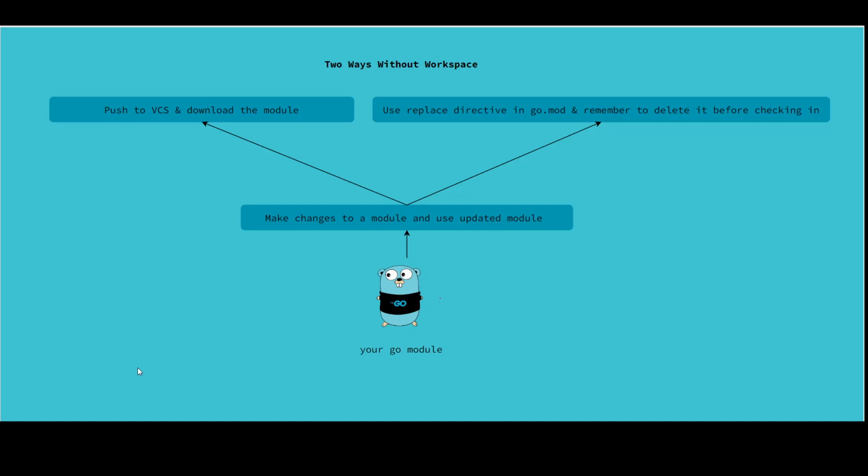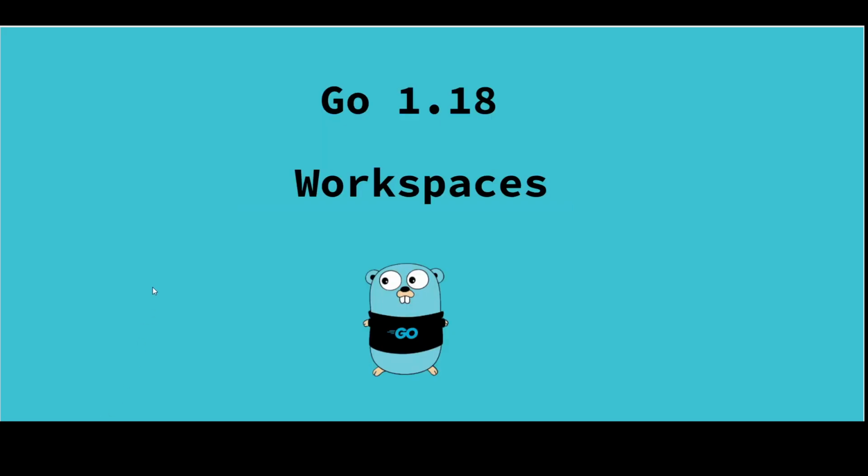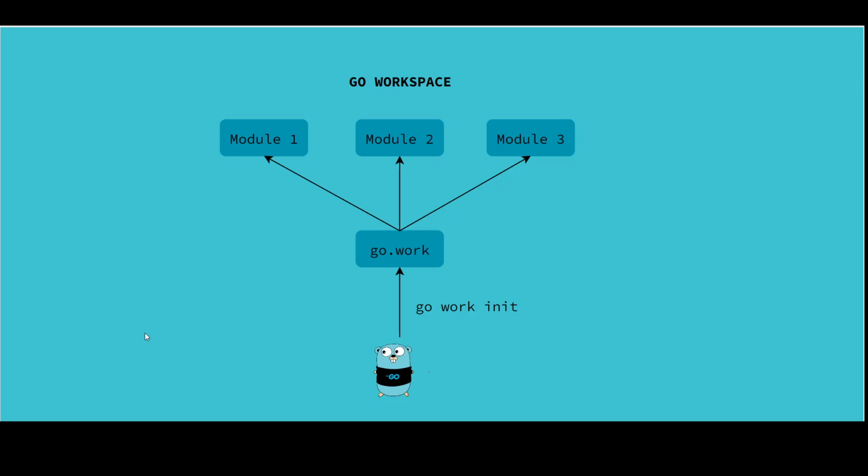To solve this problem, in Go 1.18, they came out with something called workspaces. The process of the workspace is very simple. You go work init to create a go.work file, and then in that file you mention which modules are part of this workspace. So in here you can see module 1, module 2, module 3, all are part of the same workspace. Now if you make any change in module 1, you can utilize those changes in any of the other modules without checking those changes into source control or using the replace directive.